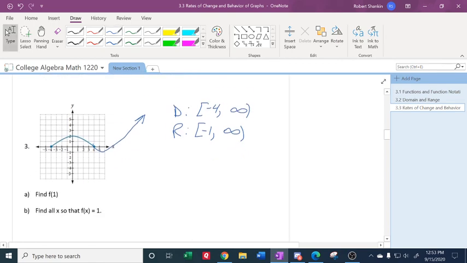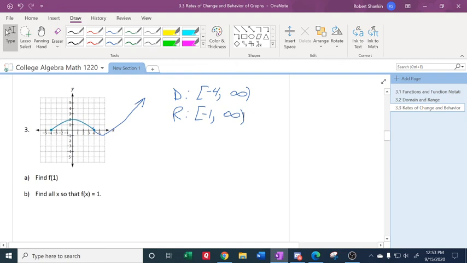All right. Now let's do find f of 1. And now for these answers, f of 1 and find all x so that f of x equal 1, use just the original portion that was in the graph. Ignore this extra part that I put in when you answer A and B.